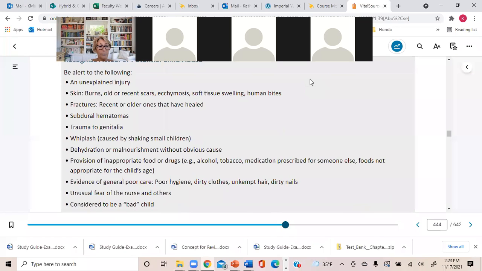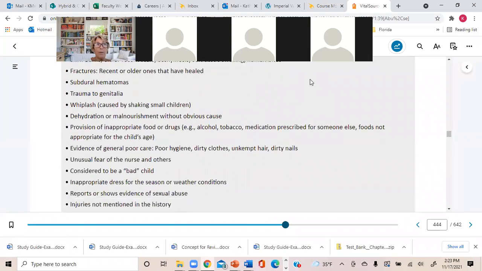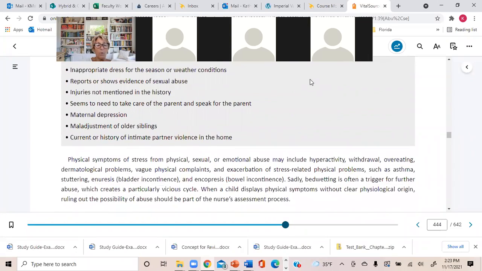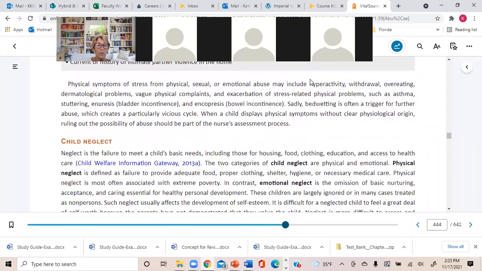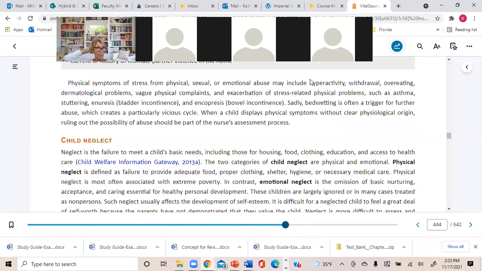Unexplained injury, trauma to the genitalia, whiplash, dehydration. I would think that in most of your work settings, at least for me, I have to go through a mandatory annual training because we're all mandated reporters. You all understand what a mandated reporter is, right? Somebody tell me what a mandated reporter is.